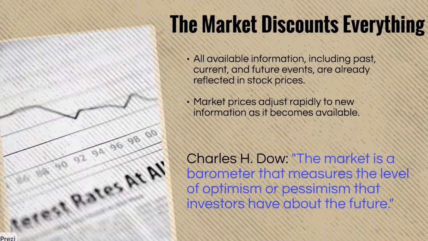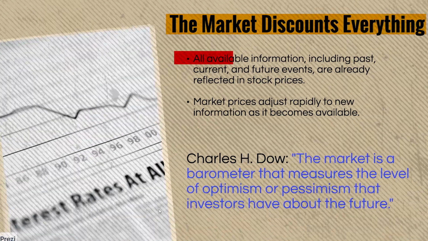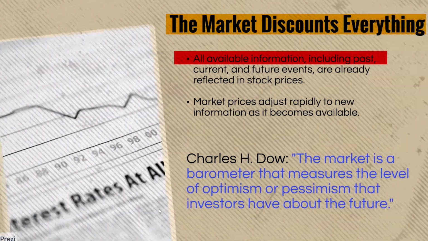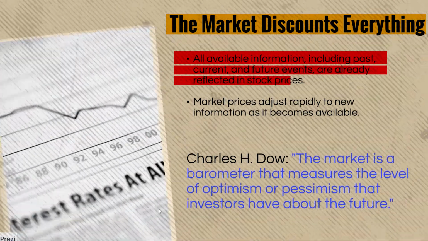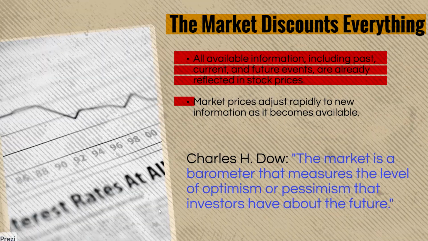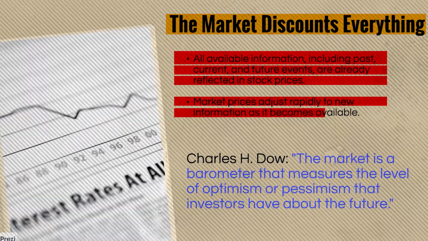Now, one of the tenets in the Dow theory is that the market discounts everything, and all available information, including past, current, and future events, are already reflected in stock prices. Also, the idea is that market prices adjust rapidly to new information as it becomes available.